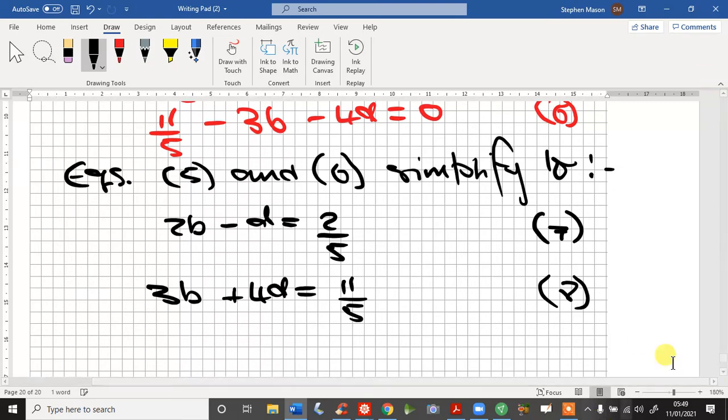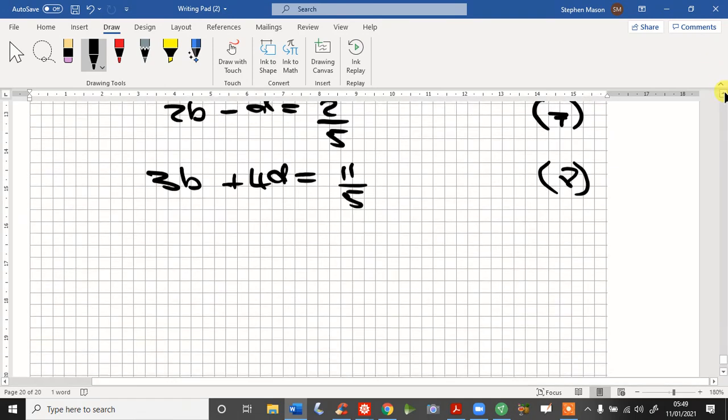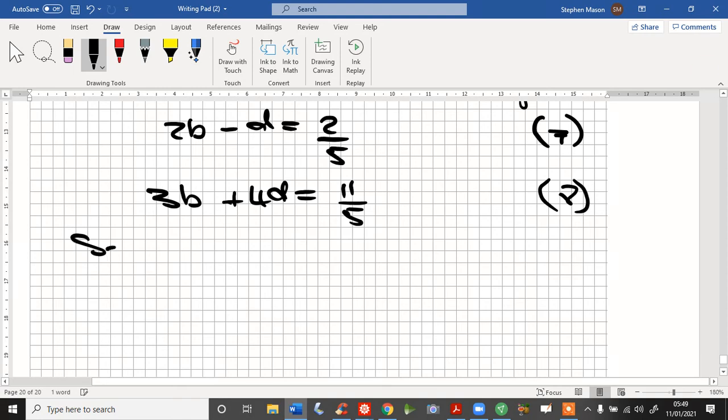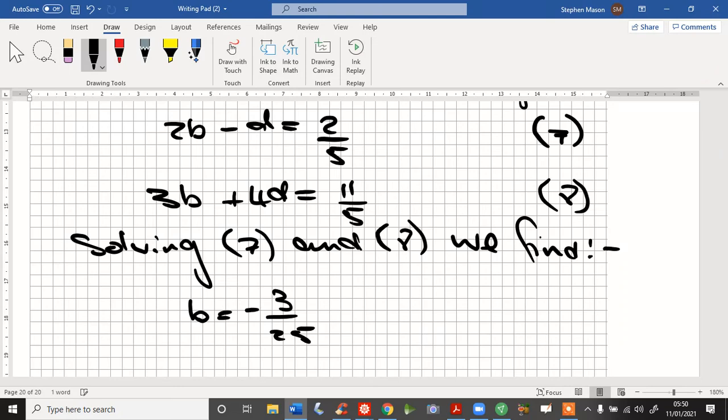And you find if you solve equations 7 and 8, we find that b equals -3/25, and d equals 16/25.